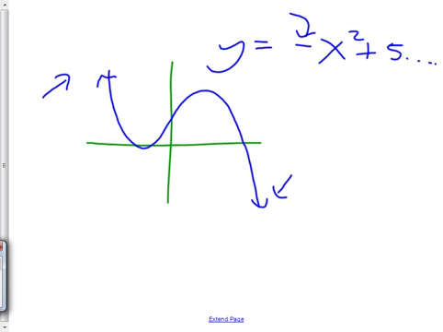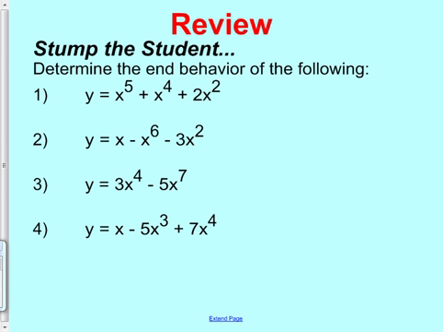All right, so if we had a problem like, for instance, number 1, is it going up or down on the right? All I care about right now is the right side. Up or down? It's going up because it's positive. How about number 2? On the right-hand side, is it up or down? Ooh, it fooled you. Because see how that's the lead coefficient? It's just not in front.